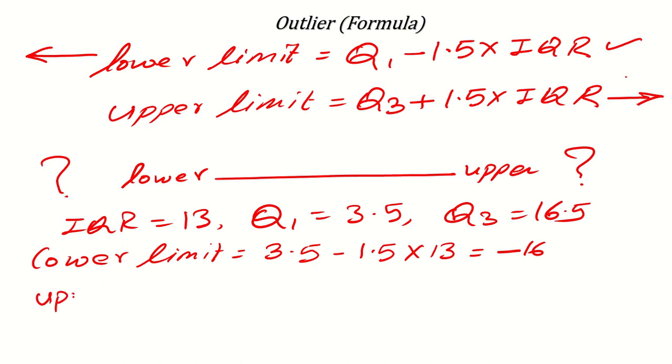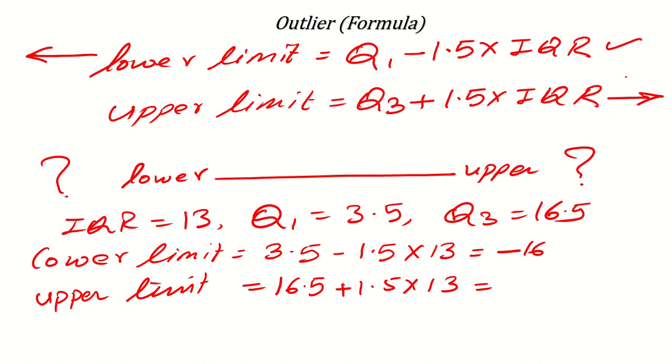And the upper limit. What will be the upper limit here? What was the third quartile? 16.5 plus 1.5 times 13, and it will be equal to, again I am using my calculator, 16.5 plus 1.5 times 13, and it is equal to 36.